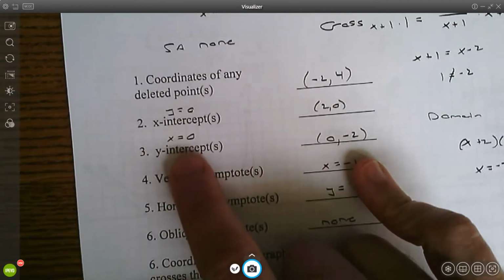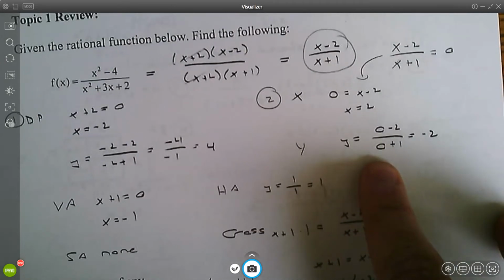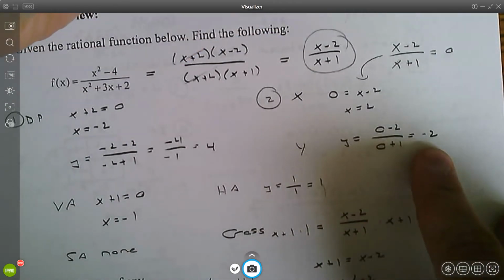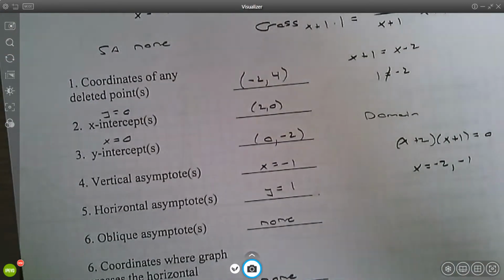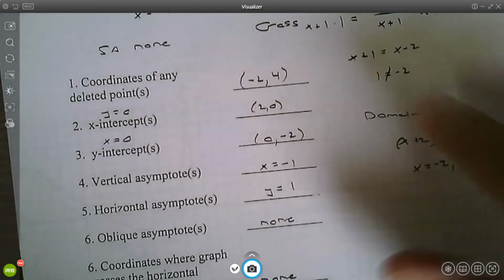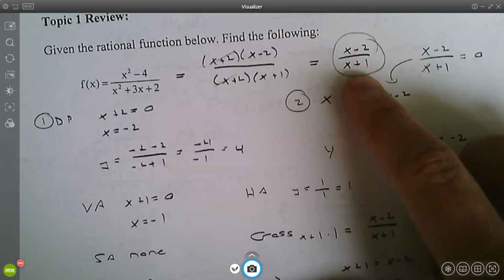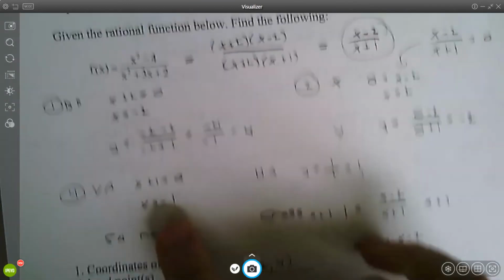For a y-intercept, x is equal to 0. So take your simplified function and plug in 0 for x, and you get y is -2. So the y-intercept is (0, -2). Vertical asymptotes. You're going to take your simplified denominator and set that equal to 0 and solve. When you do that, you're going to get x equals -1.